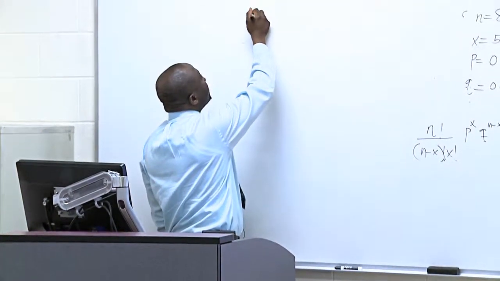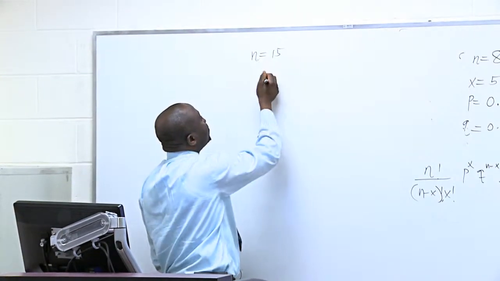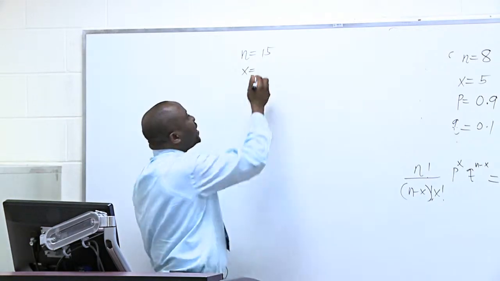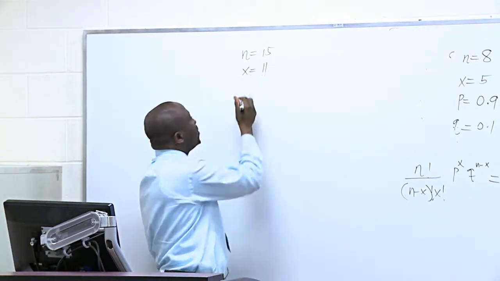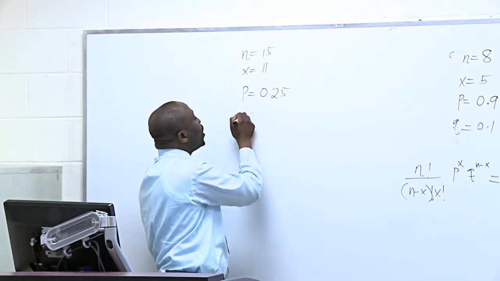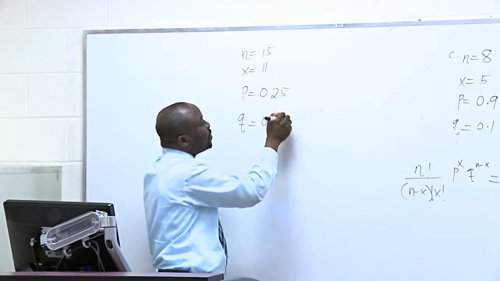What if this time n, we are told that n is say 15. And on the 15, we have 11 successes. The probability of success is 0.25. What will be Q? 0.75.